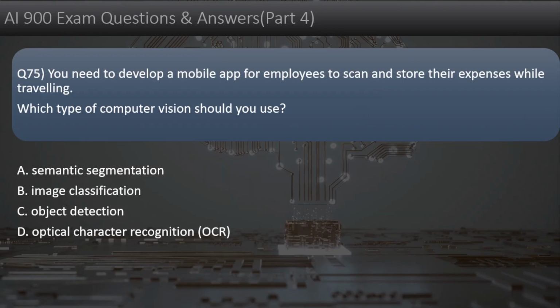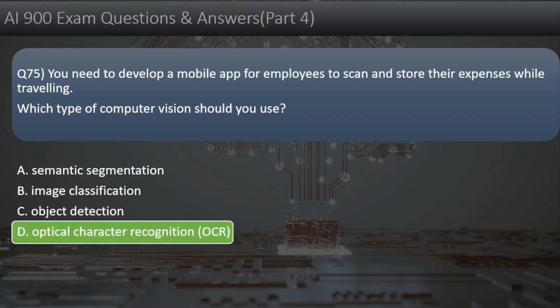Question 75. You need to develop a mobile app for employees to scan and store their expenses while traveling. Which type of computer vision should you use? A. Semantic segmentation, B. Image classification, C. Object detection, D. Optical character recognition. The answer is D, optical character recognition.